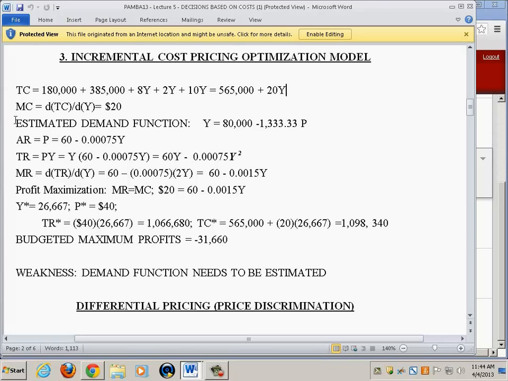Now we have to estimate the demand function, and one way to portray the demand function is quantity demanded Y, the number of car days demanded, as a function of the price per car day, which is denoted by P. And let's assume that the demand function was estimated, and it looks like this: Y equals 80,000 minus 1,333.33 P. So that's the estimated demand function.